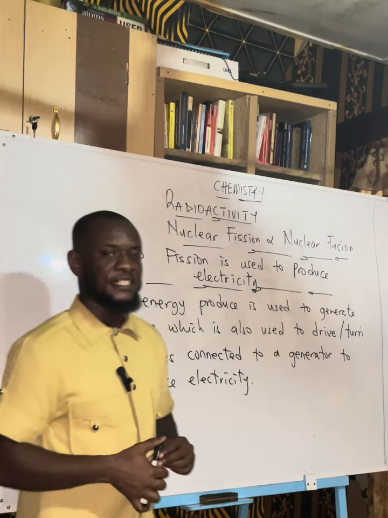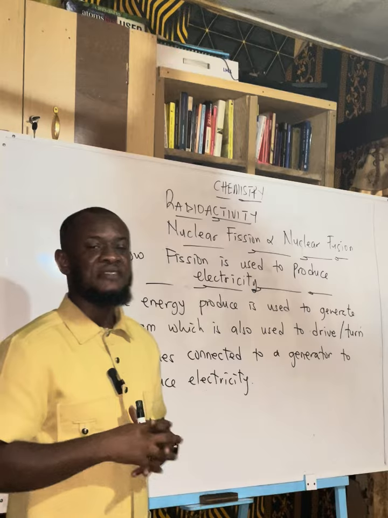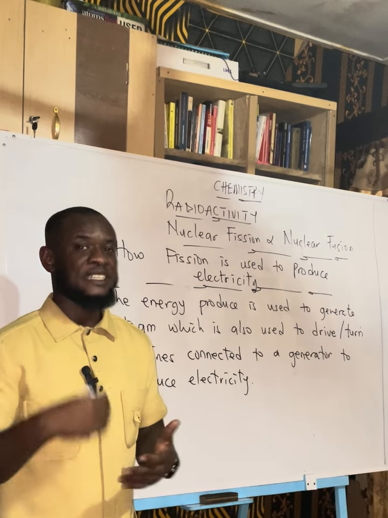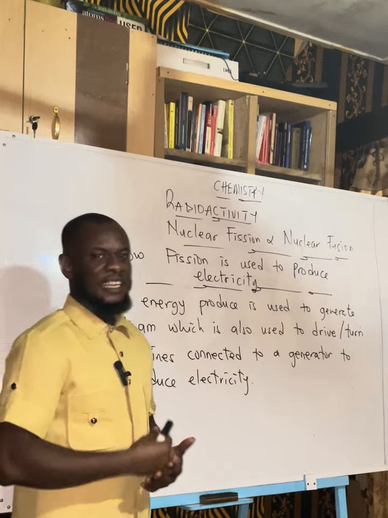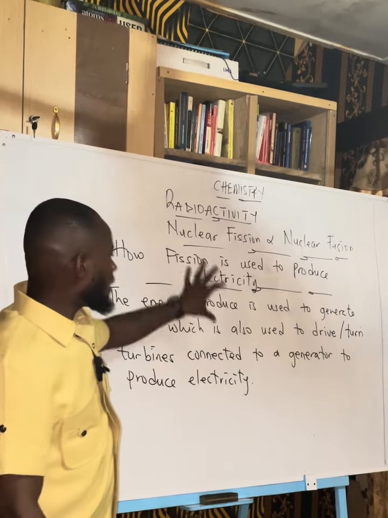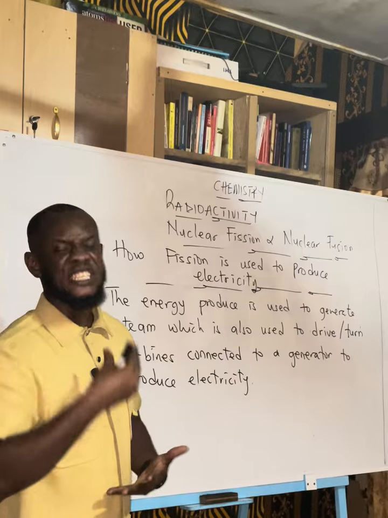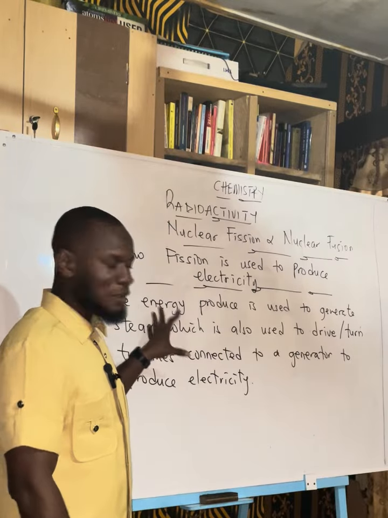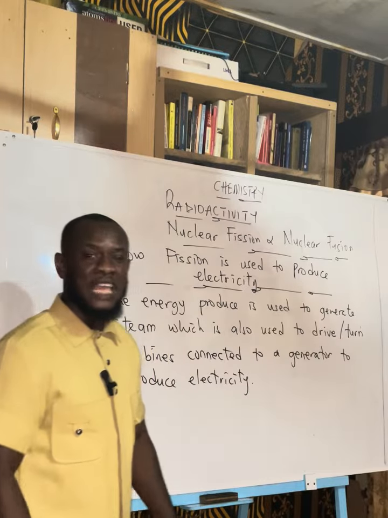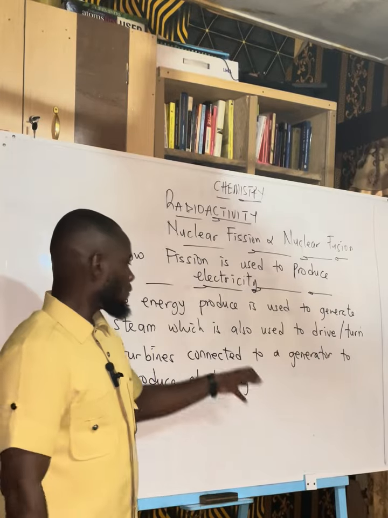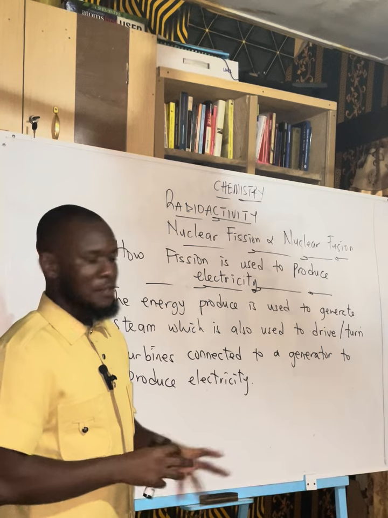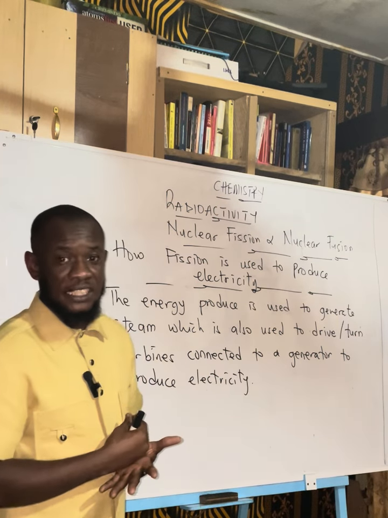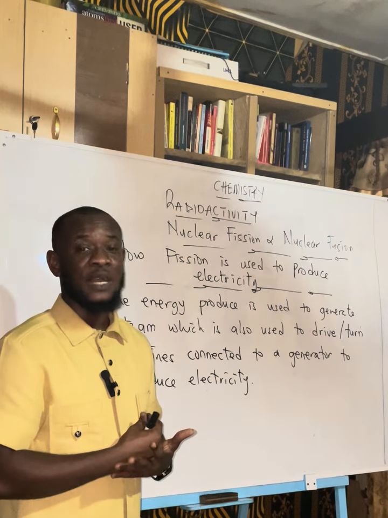What we are saying is that now when a heavy nucleus splits into two approximately equal fragments, it releases energy. And this energy release is used to generate steam. This steam produced will also be used to drive or turn turbines, which are connected to a generator for us to get what? Electricity.